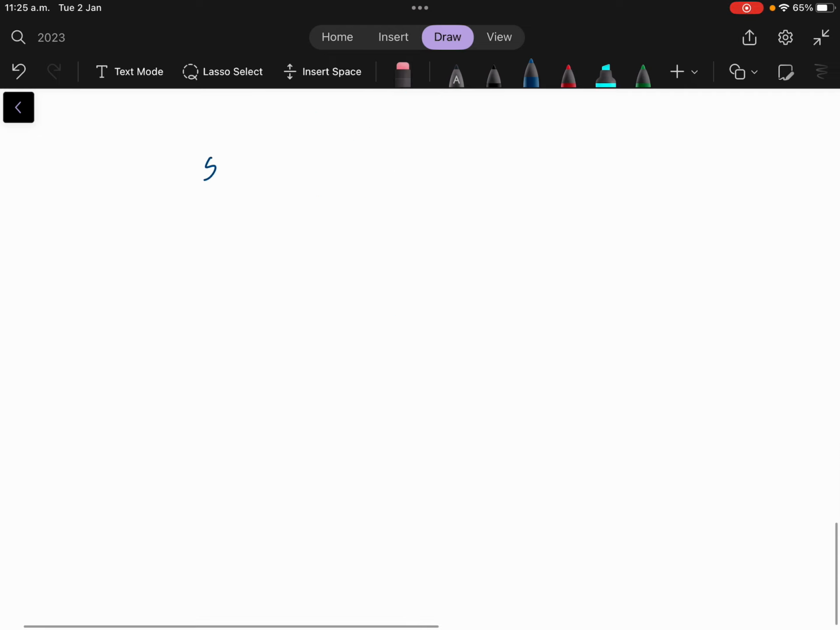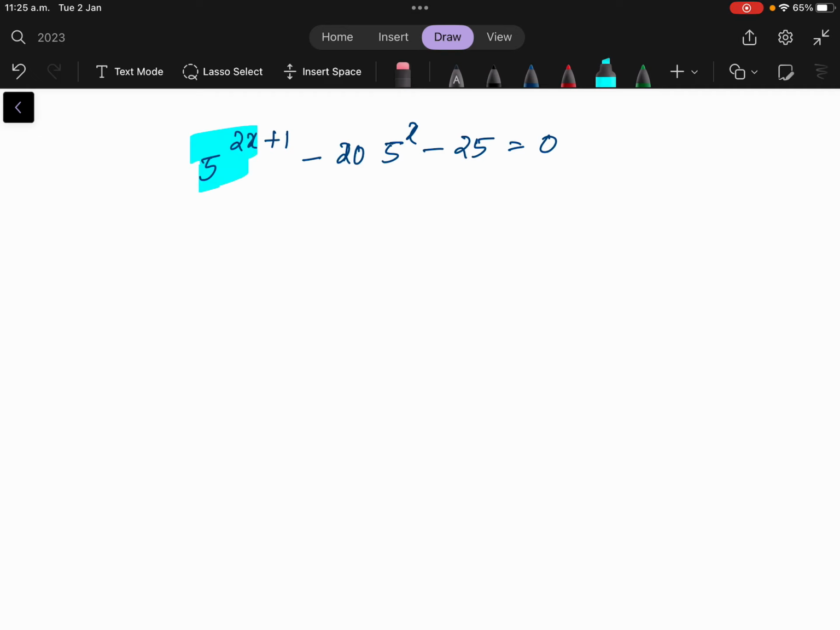And now if you get a question like 5 to the power of 2x plus 1 minus 20 into 5 to the power of x minus 25 is equal to 0. If you get a question like this, you have to remember that 5 to the power of 2x can be written as 5 to the power of x, to the power of 2. Sorry, not like this. 5 to the power of 2x can be written as 5 to the power of 2x times 5 to the power of 1, and that can be simplified as 5 to the power of x to the power of 2 times 5 to the power of 1. Yeah, this is a simplified way.